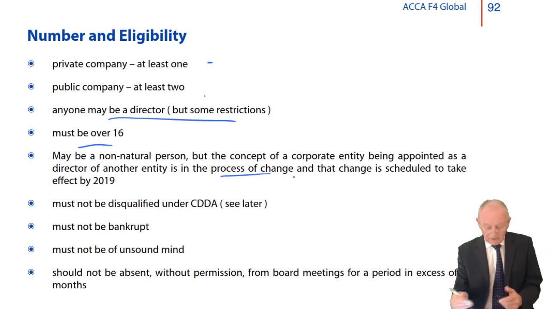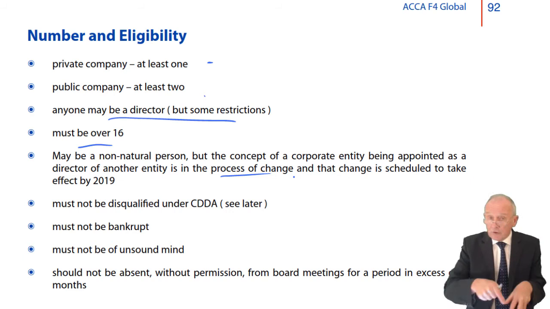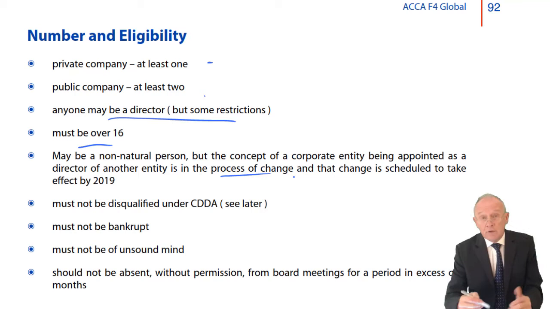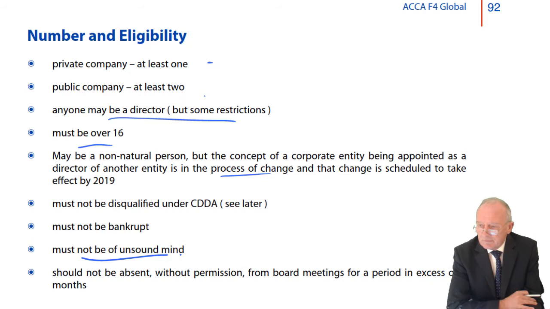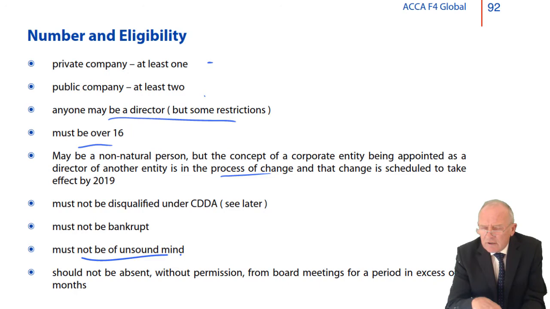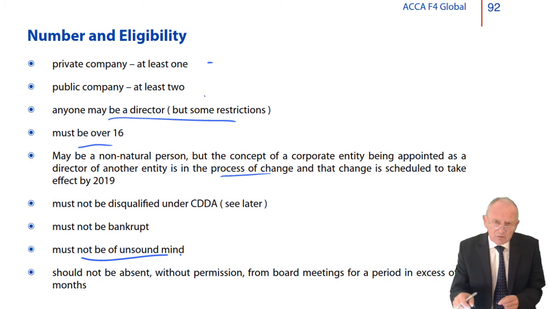Again, we'll see that later. They mustn't be bankrupt. You can appoint a person who then later becomes bankrupt, but you can't appoint a bankrupt. And you can't have a director who becomes bankrupt continuing to act as a director. Mustn't be of unsound mind. How do you establish that? Mustn't be a lunatic. A lunatic and an idiot are different things. An idiot is a person with an IQ, I believe, of less than 40. So you can't appoint an idiot, but you can appoint someone who's a lunatic if you don't know. Well, yeah, I suppose you could appoint an idiot if you don't know. But anyway, that's the principle.